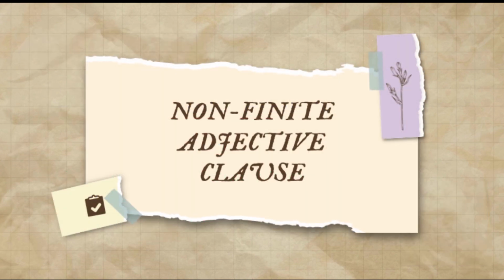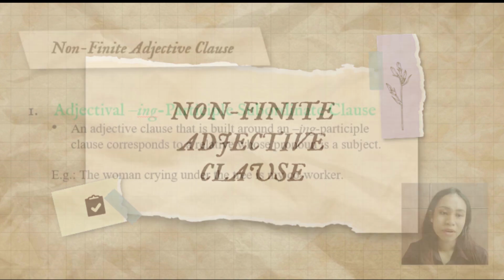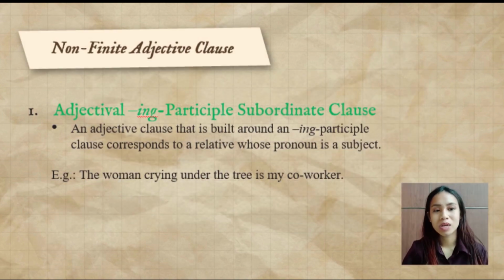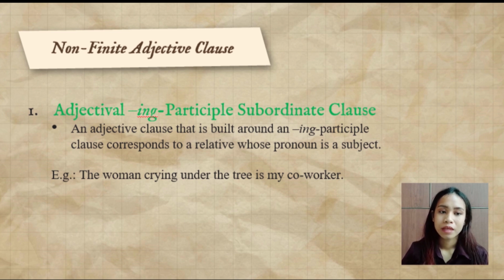Next one, non-finite adjective clause. There are three types of it. The first one is the adjectival in-participle subordinate clause. It is an adjective clause built around an -ing participle clause, corresponding to a relative clause whose pronoun is a subject. For example, the woman crying under the tree is my co-worker.